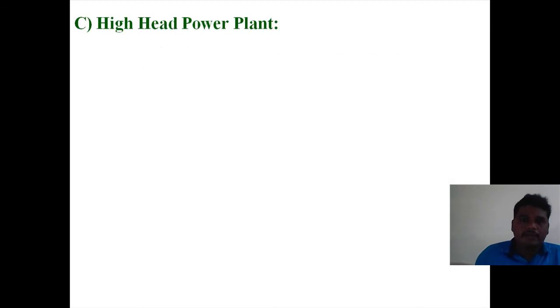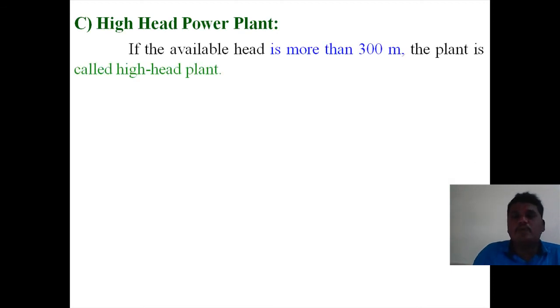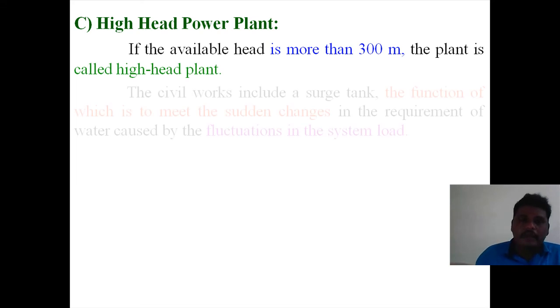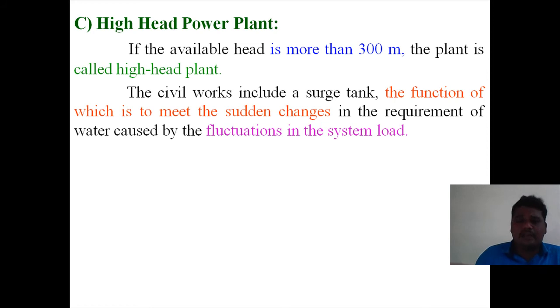Next, high power plant. If the available head is more than 300 meters, which is above 300 meters, the plant is said to be a high power plant. Now, in civil works, whenever there is a high head or a medium head, we have to use a forebay. And in a high head plant, we have to use a surge tank. What is the use of the surge tank?